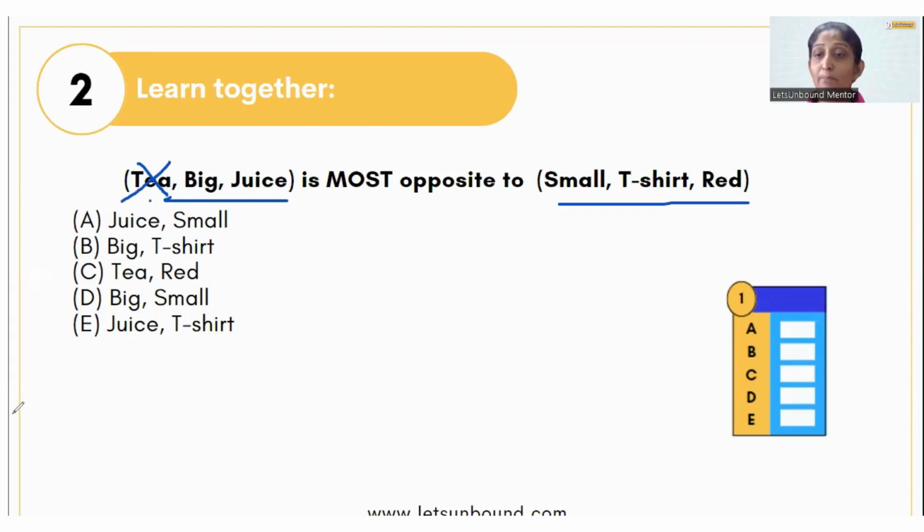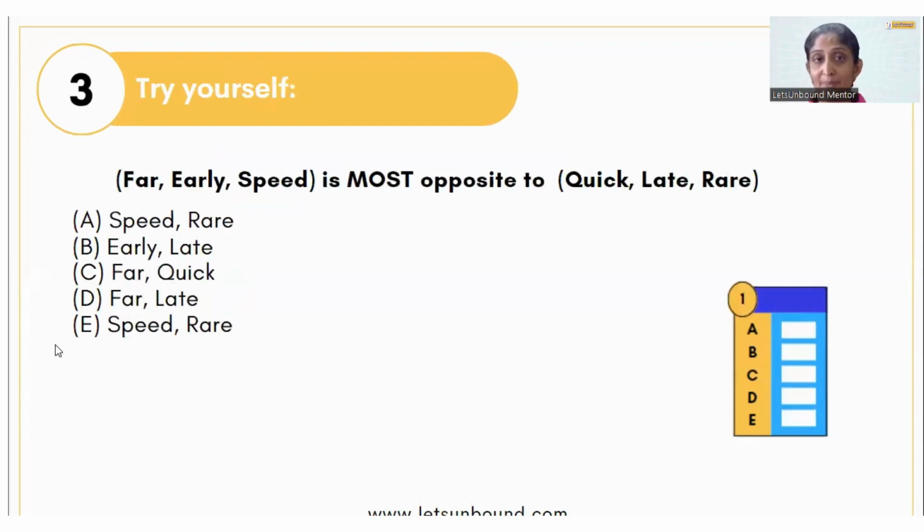Let's check for the second option, big. Big is most opposite to small. Yes, this matches. Let us check for others. Big is opposite to t-shirt? No, or neither red. Now, same way, let us check for the third as well. Juice. Is juice opposite to small, t-shirt, or red? No. So we cross this out. And the most appropriate opposite of big is small. So the correct option here is option D, which says big is opposite to small. All right. So this is the option which you can choose, option E.